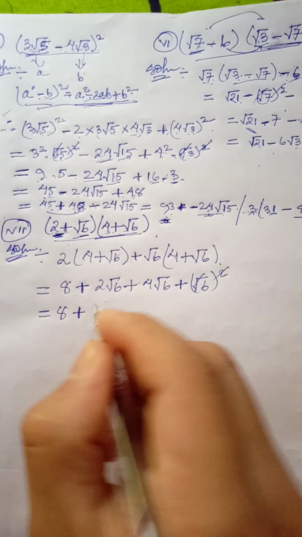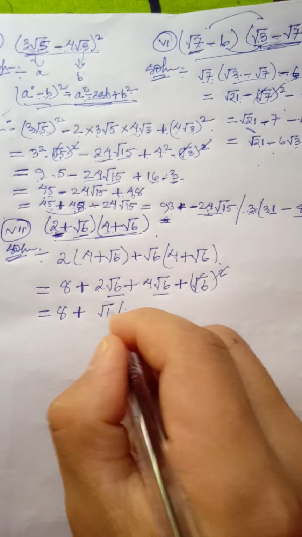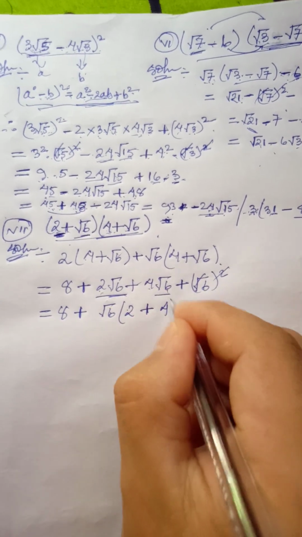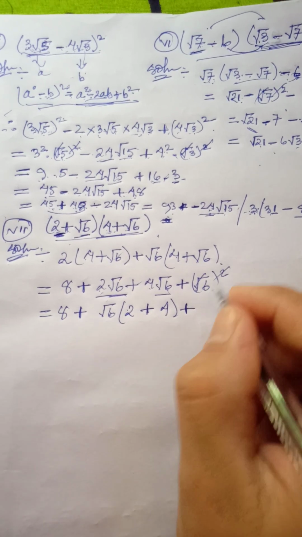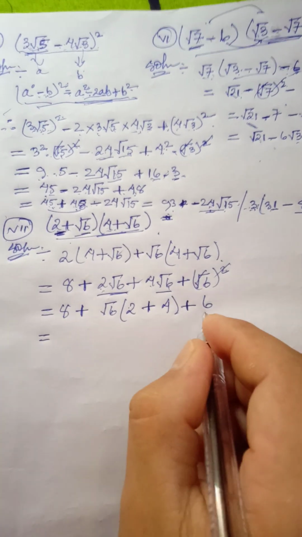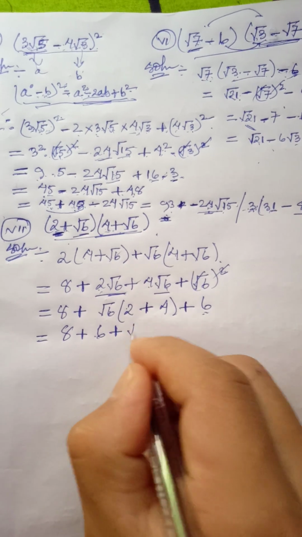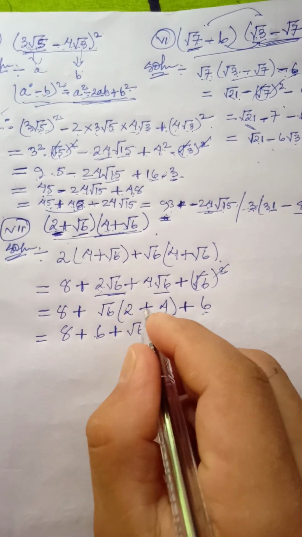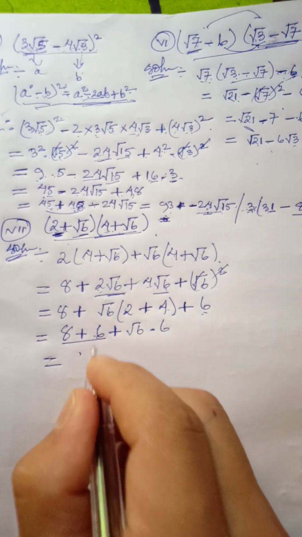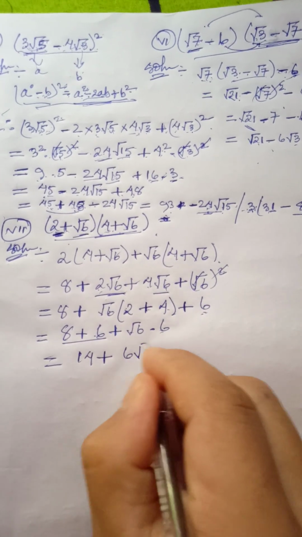Now 8 plus, let us take this root 6 as common. Then what is left with this? Root 6 times 2, that will give you 2 root 6, plus root 6 into 4, that will give you 4 root 6. Now if we cut this square and root, then it will remain 6. Now let us bring this 6 to that side. Here it will be 6 plus root 6. So how much will it be? 2 plus 4, that will give you 6. 8 plus 6, how much will it be? That is 14. All right, so we get 14 plus 6 root 6.